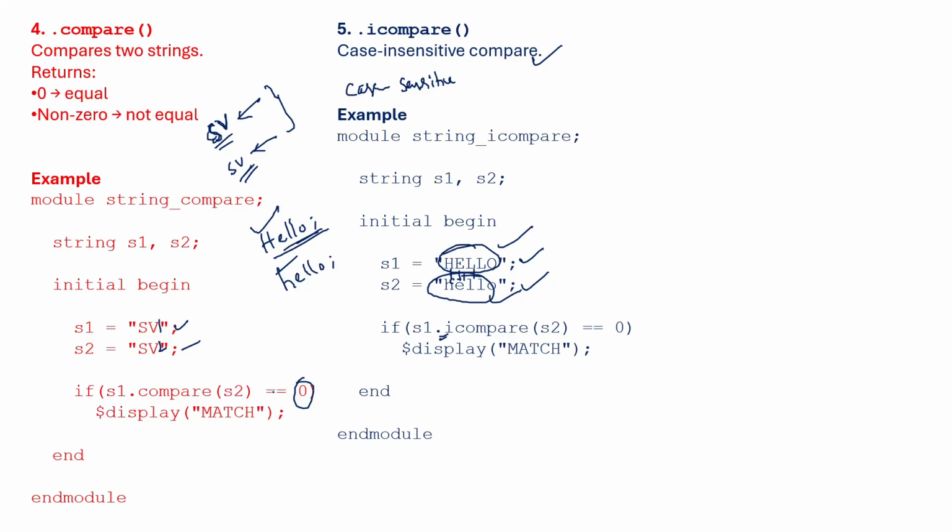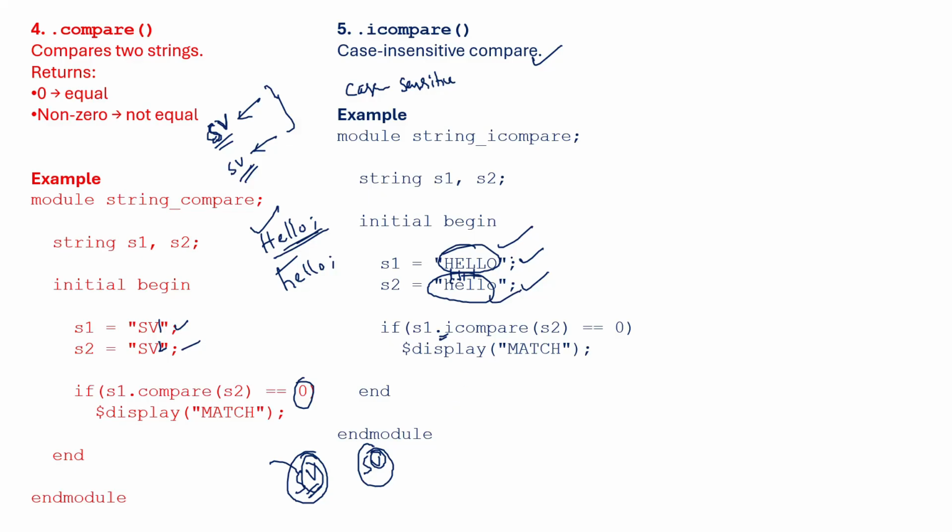But case insensitive means whatever letters you have, whether capital letters or small letters, don't think about it. It will check whether that is S or this is S, capital or small, it doesn't matter. And is this V and is this also V, don't think about whether small letter or capital letter. That is case insensitive.